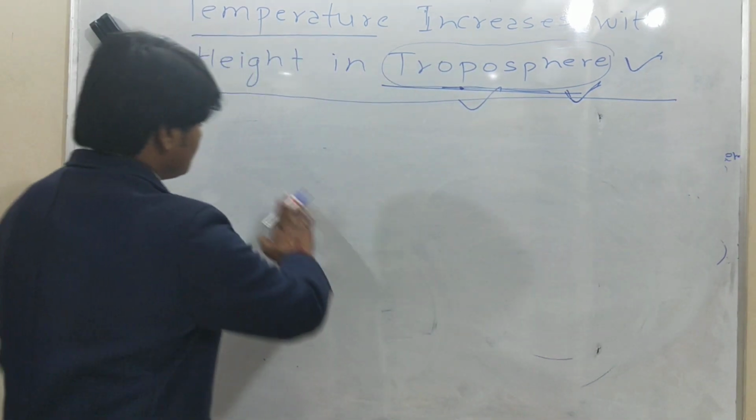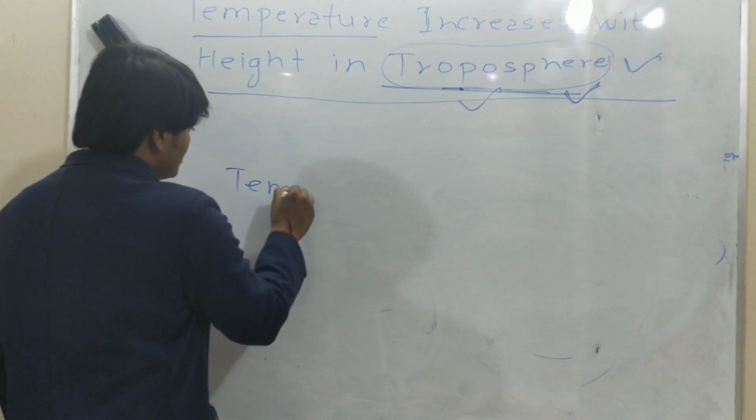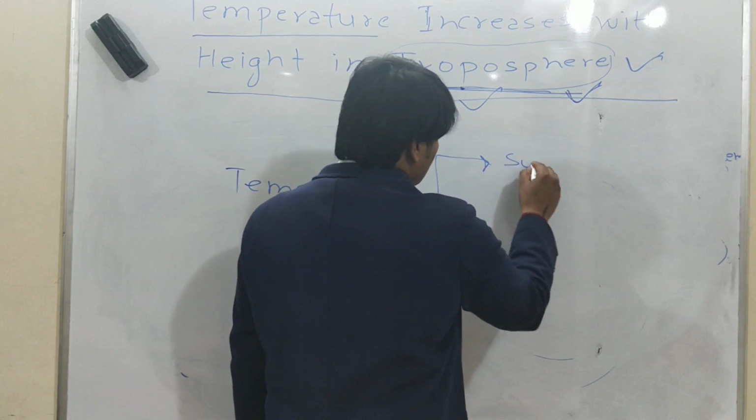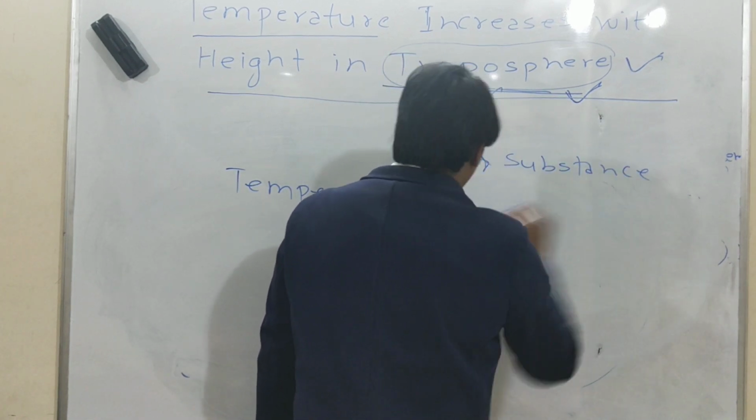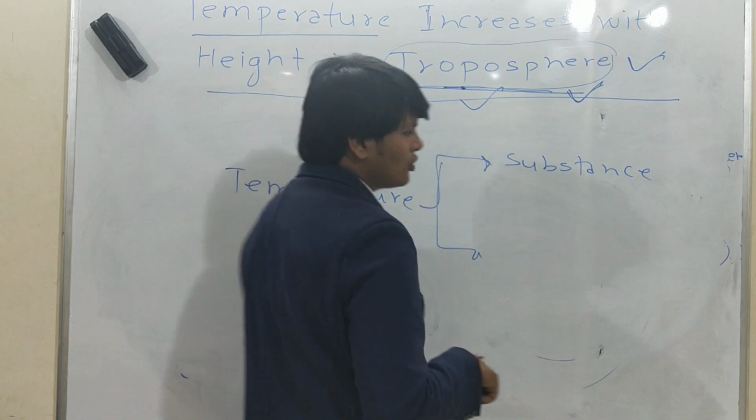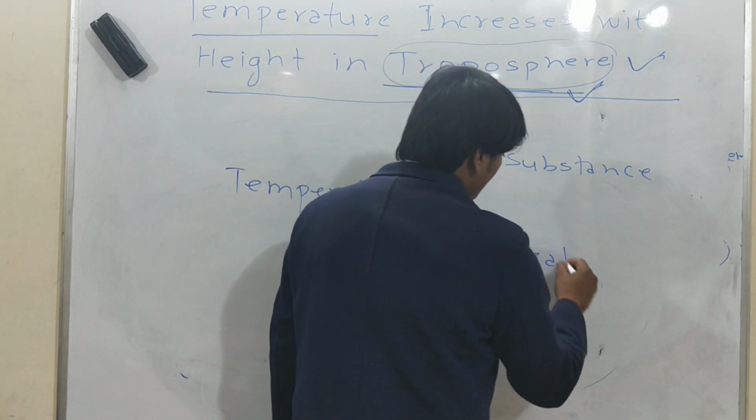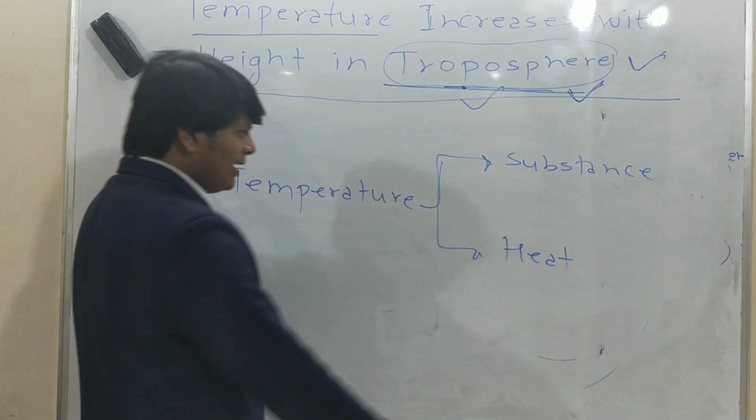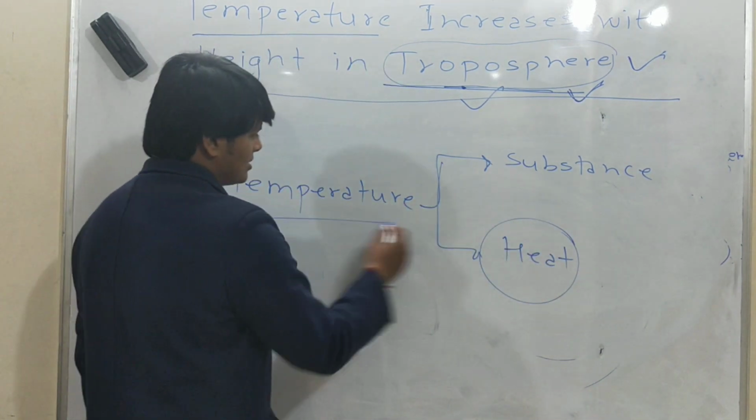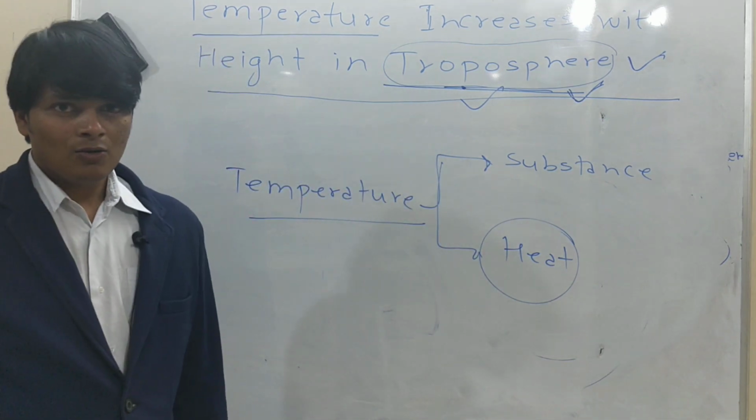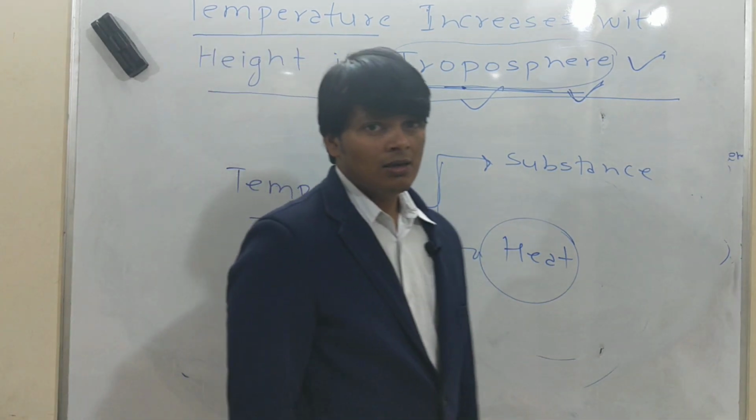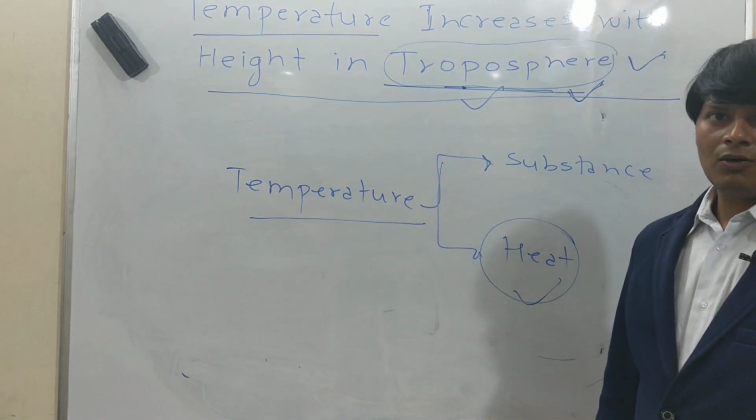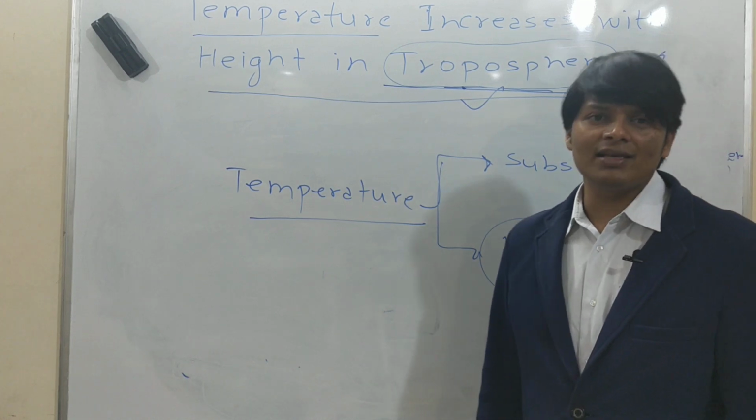So if I talk about the temperature, it belongs to a substance, and secondly, the temperature also belongs to heat. In the very first part of my lecture, we discussed that if the heat increases, the temperature increases, in most cases. Why do I say most cases? Because sometimes heat increases but temperature does not increase. What is an example of that? Let's take an example.